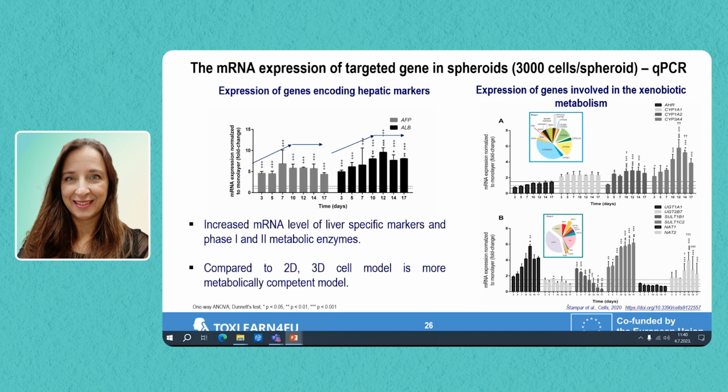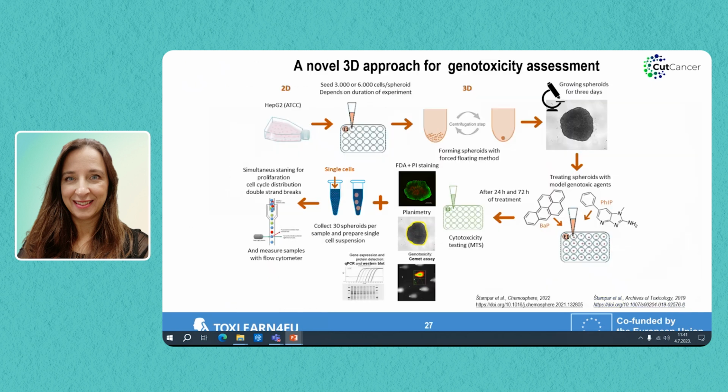So what we can say is that we have expression of liver-specific markers from the phase 1 and phase 2 metabolic enzymes, and compared to 2D, 3D models are more metabolically competent.